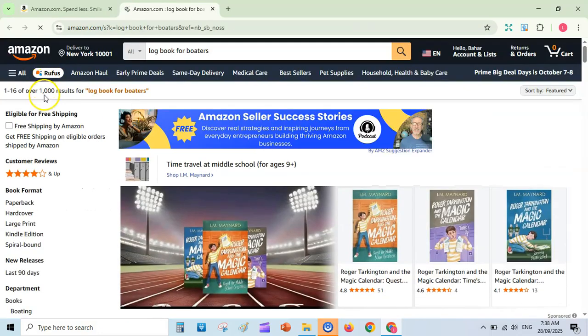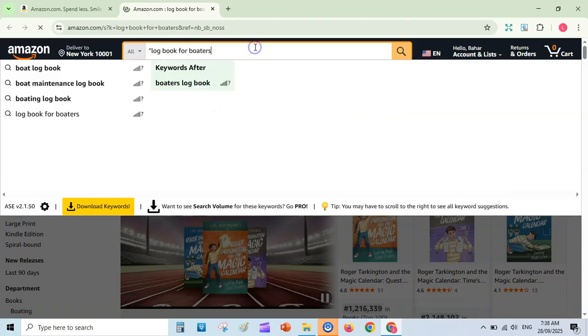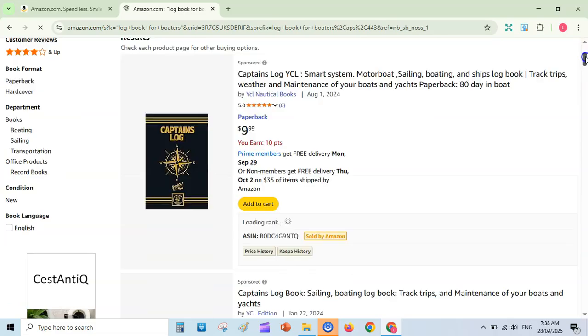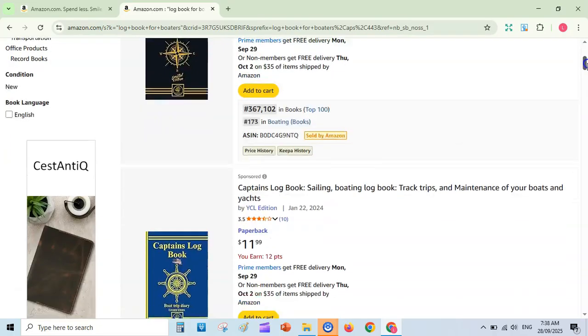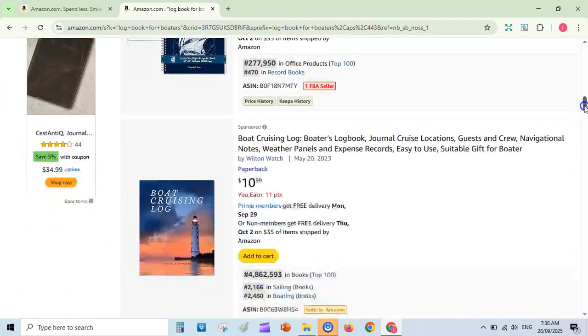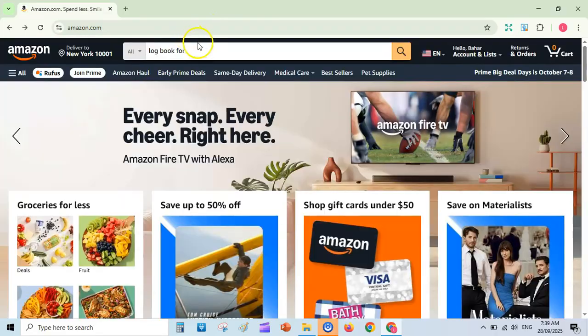Logbook for boaters. Let's see. Over 1,000 results. Let's narrow it down by putting commas here. 134 only. So relevant books here like Captain's Log. It's not selling, guys. Not selling, not selling, not selling. It's not selling, guys.